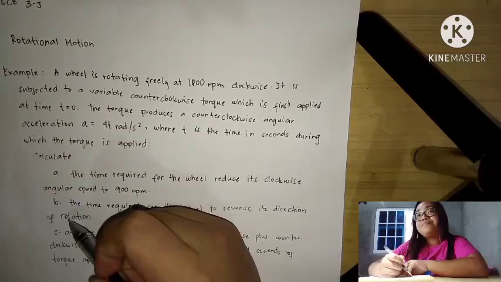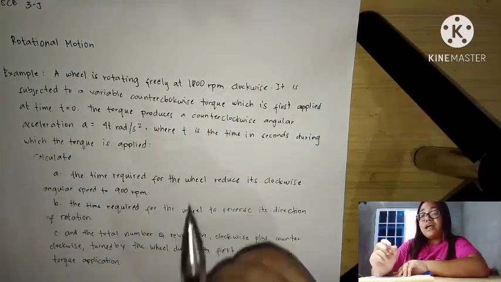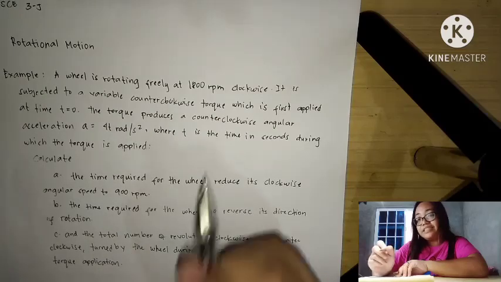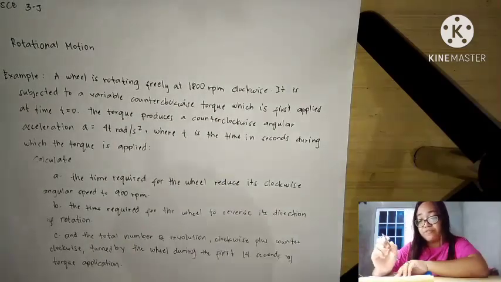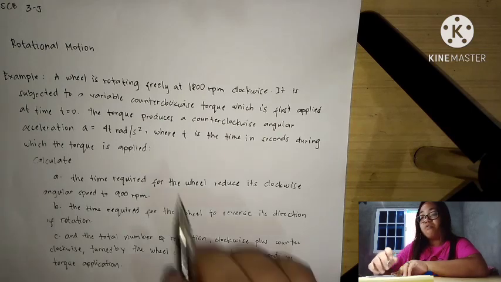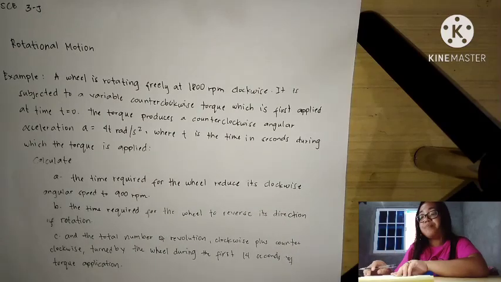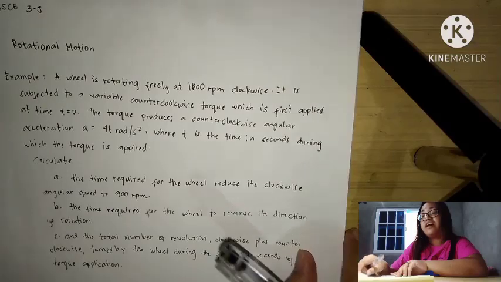So, dito, i-take natin yung counterclockwise as positive, since yung alpha and omega is known as the function of the time. Then, i-integrate natin siya para makuha yung angular velocity. Meron tayong given na 1,800 rpm. So, i-change natin siya sa rad.